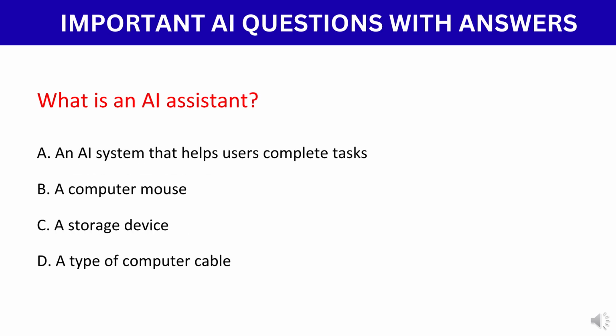Question number 26. What is an AI assistant? Option A. An AI system that helps users complete tasks. Option B. A computer mouse. Option C. A storage device. Option D. A type of computer cable. The correct answer is option A. An AI system that helps users complete tasks. AI assistants can help users answer questions, organize information, write content, analyze data, and perform many other tasks.